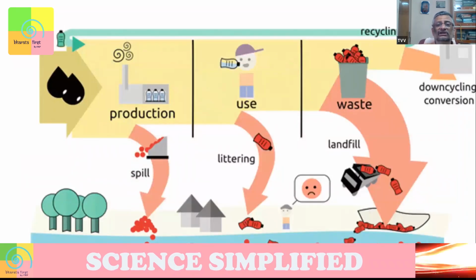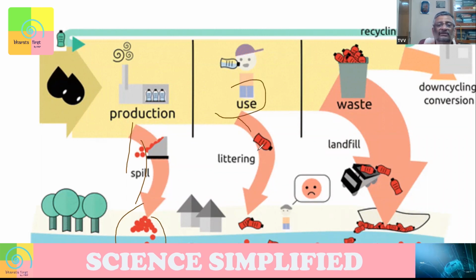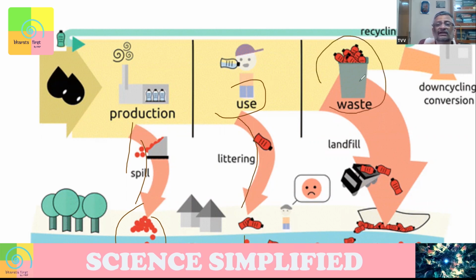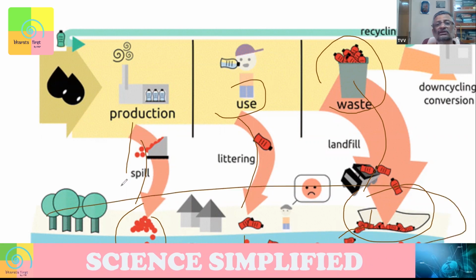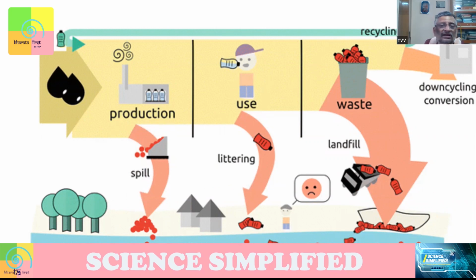Today, we are producing plastic, and at that time there is a spill, so there is pollution. We are using plastic, and after use we litter. That litter goes into our environment. Then waste is collected and put in landfill. That landfill leaches and takes it to the environment. So plastic goes into our environment at all the stages: production, use, and waste treatment. All stages it is there today.